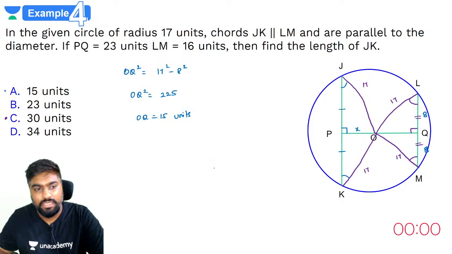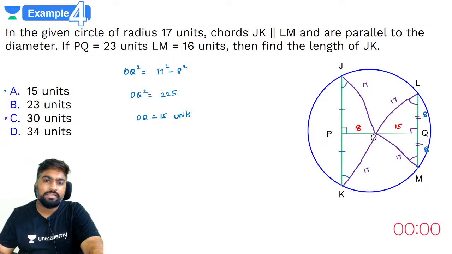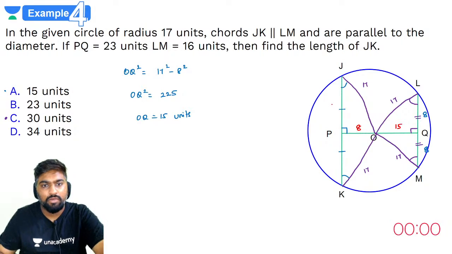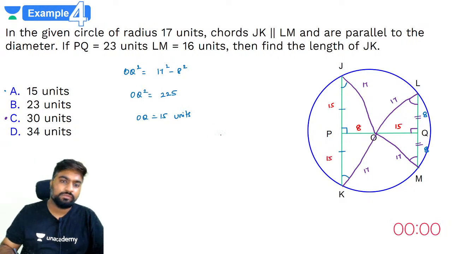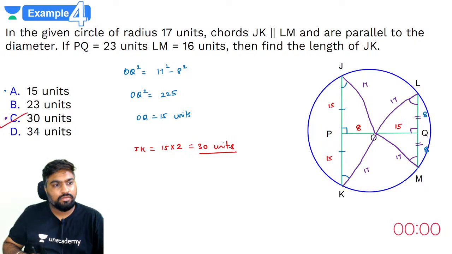If OQ is 15, if this part is 15, then this will be how much? PQ is 23, now this will become 8. This is 15, this is 8, so ultimately this will become 15. This part is 15, this part is 15. Again Pythagoras. So 15 and 15, JK is basically 15 twice, 30 units. Yeah, option C, done.